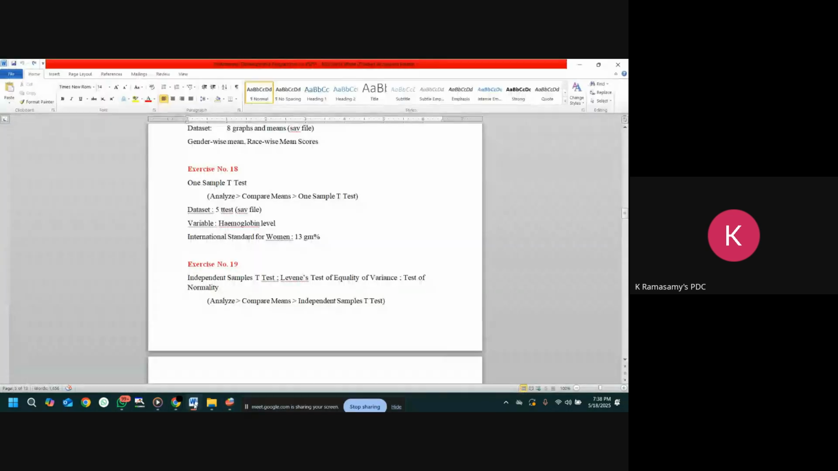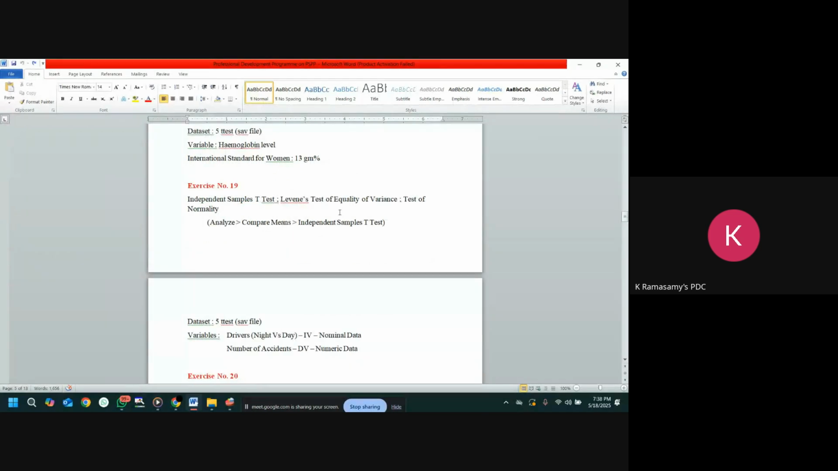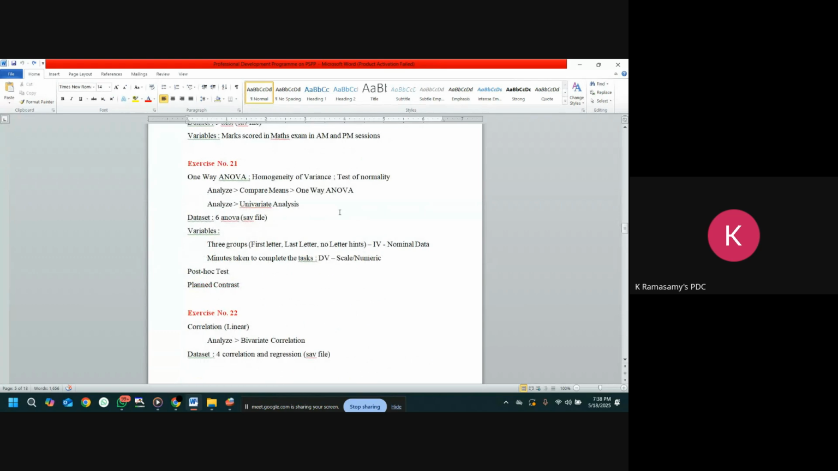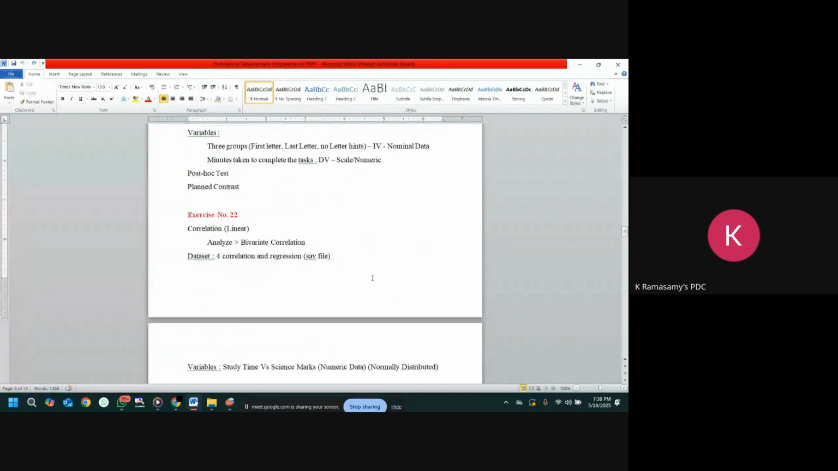Now we have seen independent sample test, one sample t-test, and paired sample t-test. Then we had seen one-way ANOVA. In one-way ANOVA, I told you how to find out the results and how to conduct the post hoc test. I taught you. Fine. Next one, correlation.